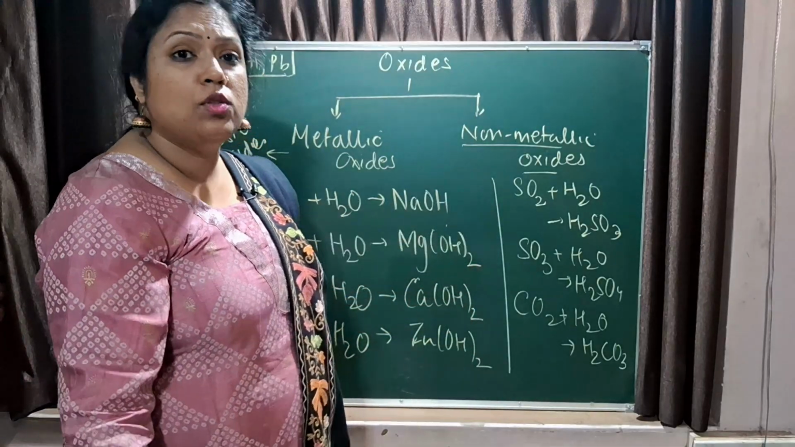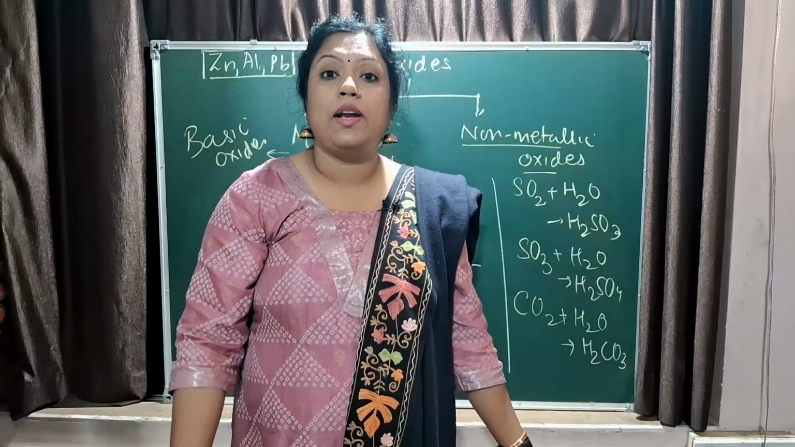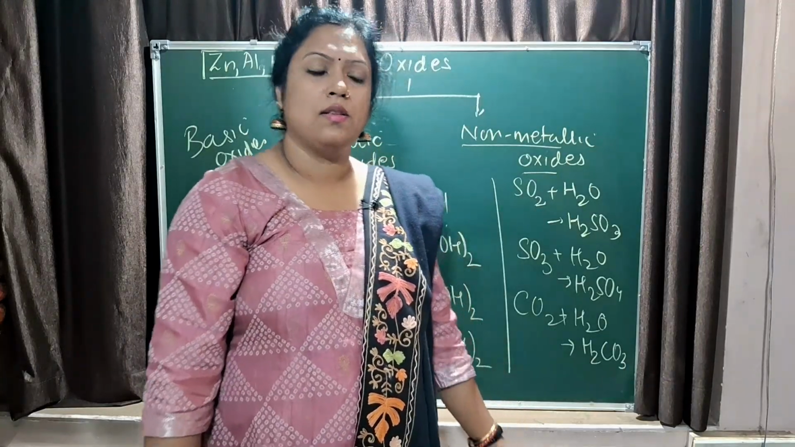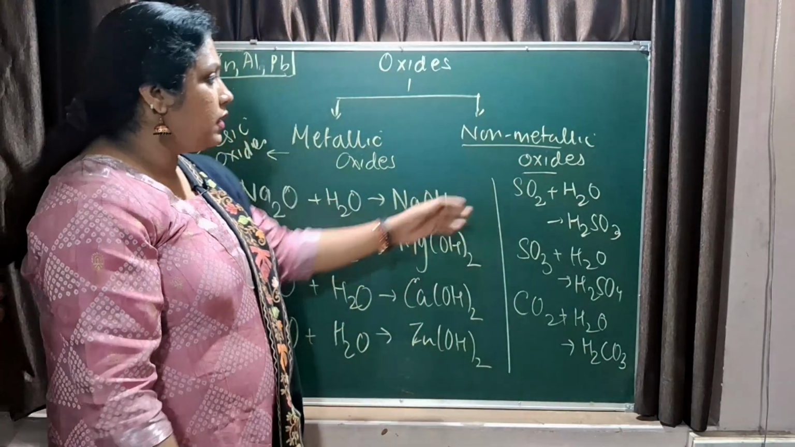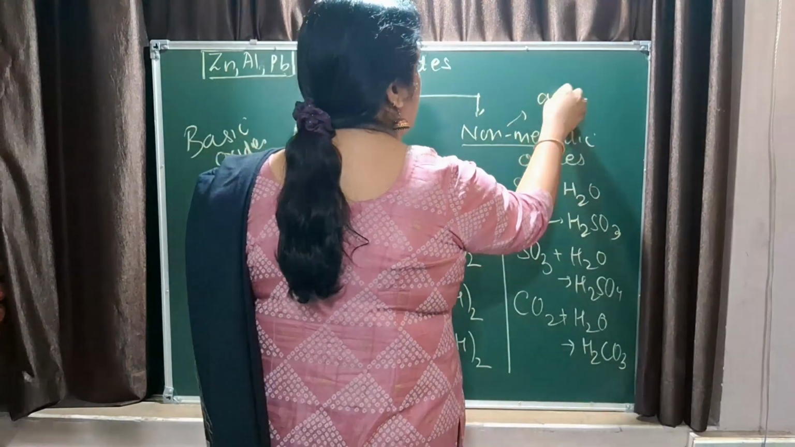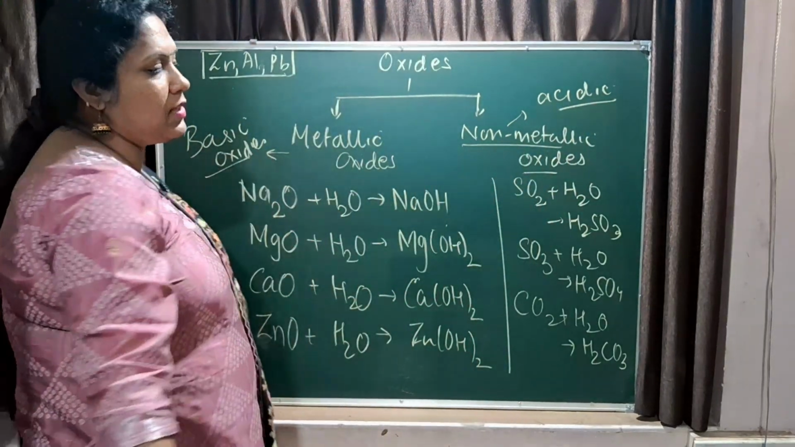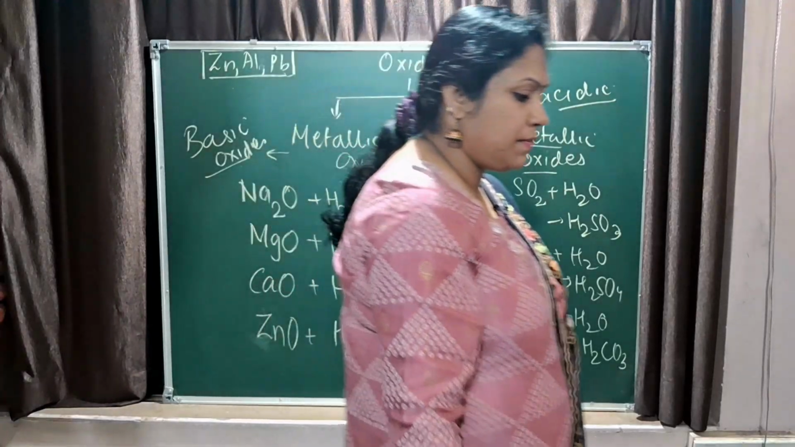Fine. There are few neutral oxides also like carbon monoxide, water, nitrogen monoxide. These are all neutral oxides. That is non-metallic oxides, but they are neutral. But here they are acidic because they form acid. This is acidic oxides and basic oxides. Is this clear? Any doubt? Put it in the comment section.